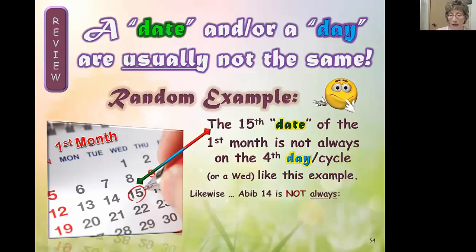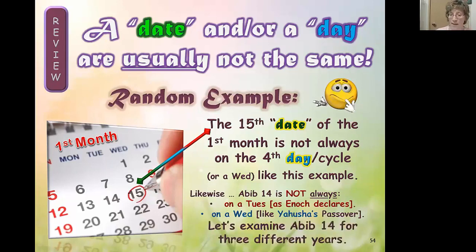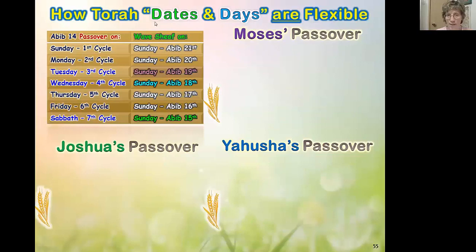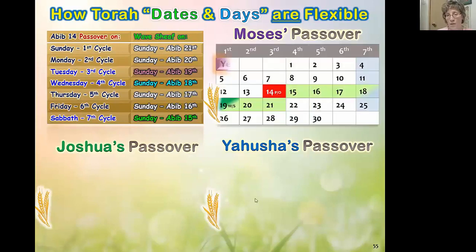And that's exactly what happens with Abib 14. It is not always on a Tuesday cycle like Enoch says, and Abib 14 is not always on a Wednesday like Yahusha's Passover was. So let's examine Abib 14 for 3 different years and just see what happens. That's our little chart that we just did. We're going to look at how the Torah dates and the days are flexible. Dates and days, okay? Here's Moses' Passover, just so that you can see the year of Moses.